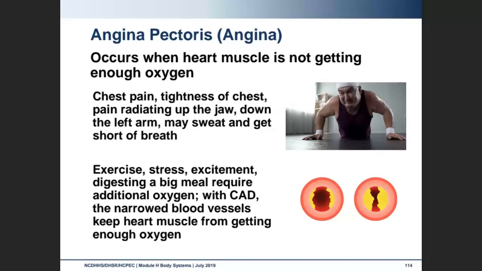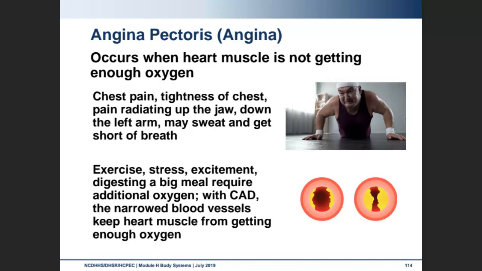You may have heard of angina or angina pectoris. This occurs when the heart muscle is not getting enough oxygen. So this can be caused by more strenuous exercise, stress, excitement, digesting a big meal, because all of these things require more oxygen. So a heart that has coronary artery disease and narrowed vessels, it's going to make it even harder for the heart to get that oxygen that it needs. So our heart's already having a hard time getting the oxygen it needs because of coronary artery disease. And then you add in exercise, the stress, the excitement, etc., which requires more oxygen.